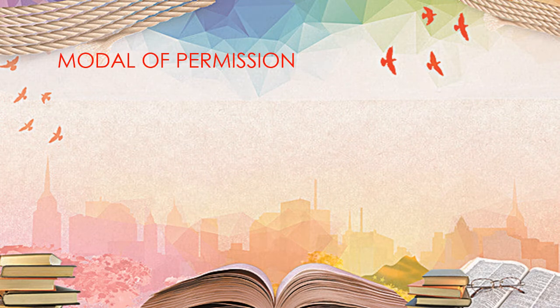Modal of permission. Use the modal verbs of permission, can or could, to indicate whether someone has permission to do something or not. Use can to say that someone is allowed to do something, and cannot or can't to say that they do not have permission to do something.